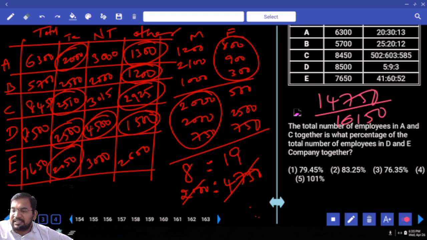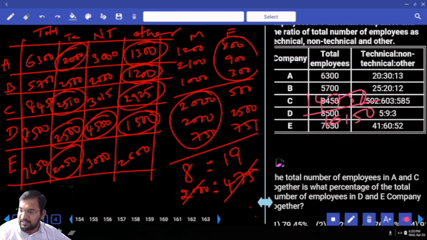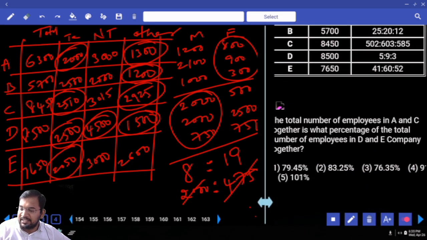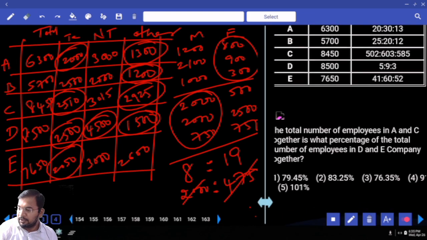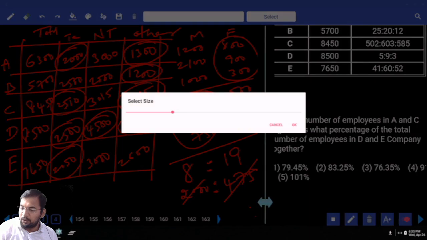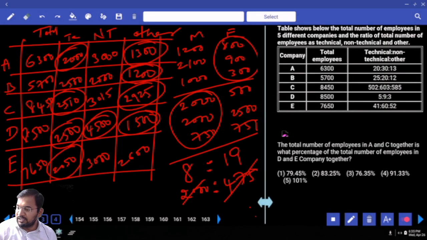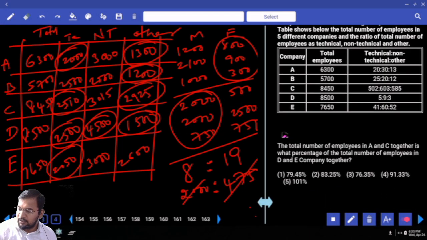14 by 16 is nothing but 7 by 8. 7 by 8 is nothing but 87 and a half. Our answer is more than 87 and a half, and it is very close to 87 and a half. Which option is there? 91.33, more than 87.5.